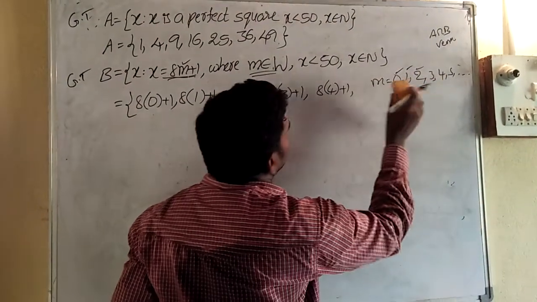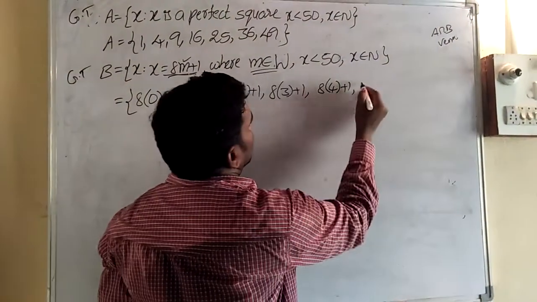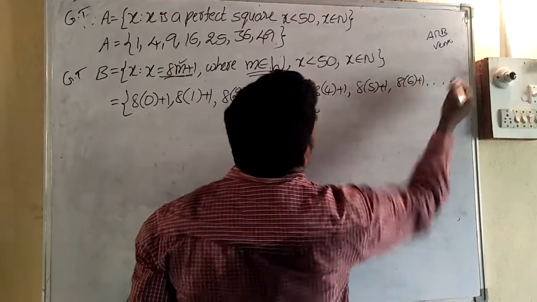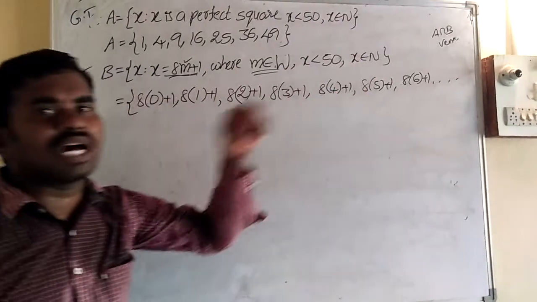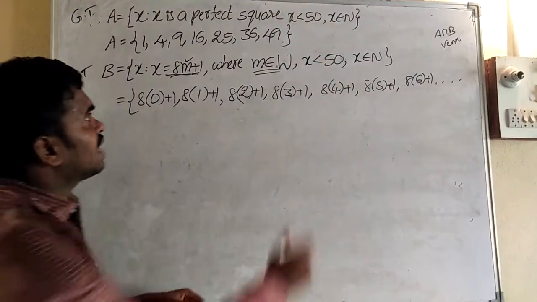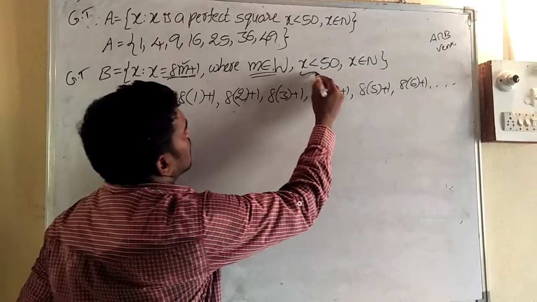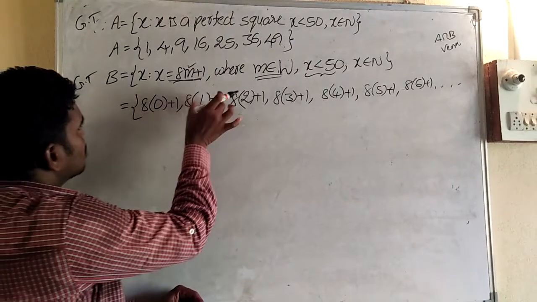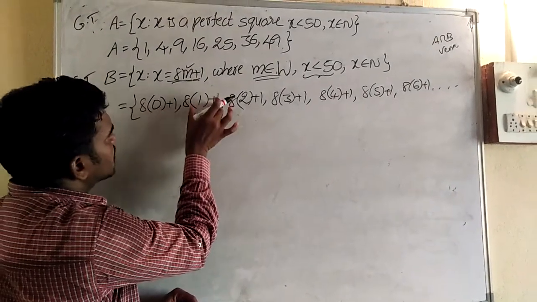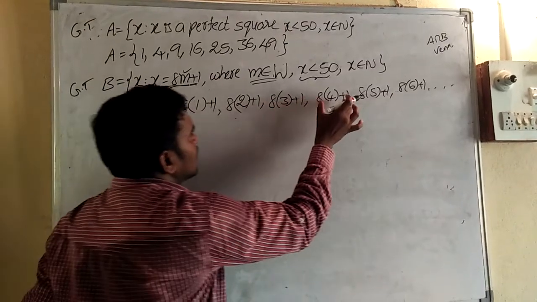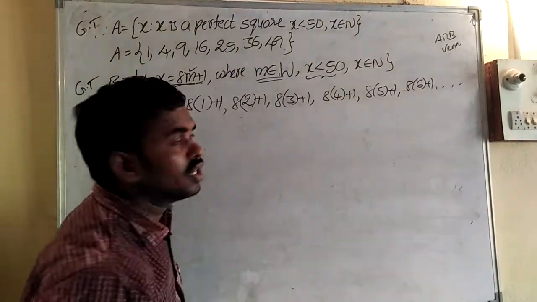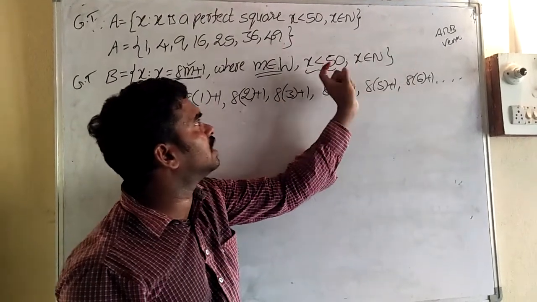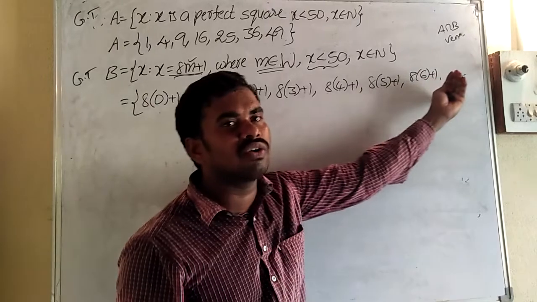Next 5, 8 into 5 plus 1, 8 into 6 plus 1, and so on. So where do we have to stop? To stop, we can apply the condition x less than 50. So these are the x values. Up to where do we have to stop? We can stop at x less than 50. So below 50 only we can stop.